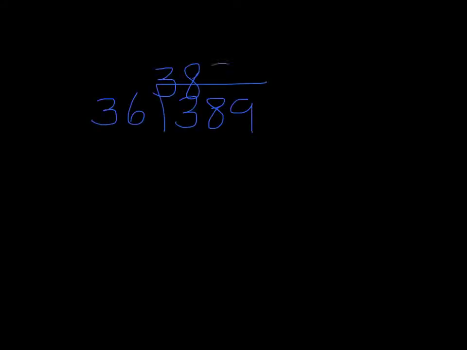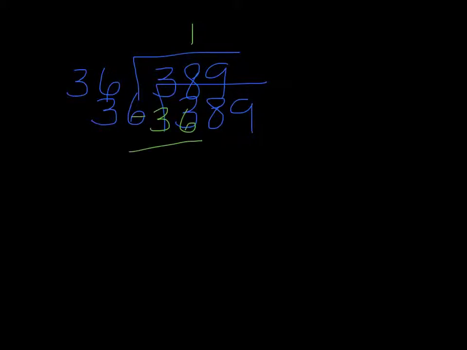So if we have 389, let's take that, divided by 36. Same thing, long division, 36 goes into 38. Going to be 1 time. 1 times 36 is 36. We subtract and bring down.